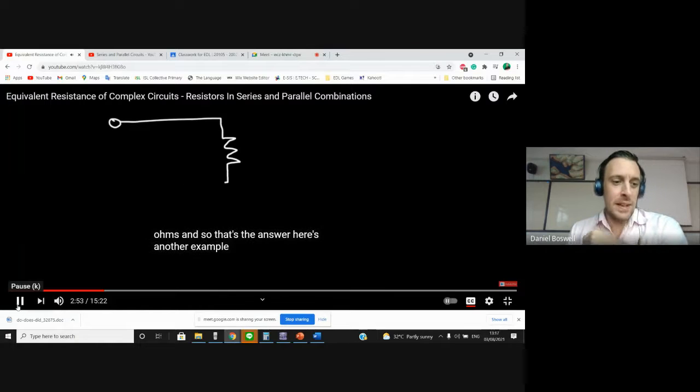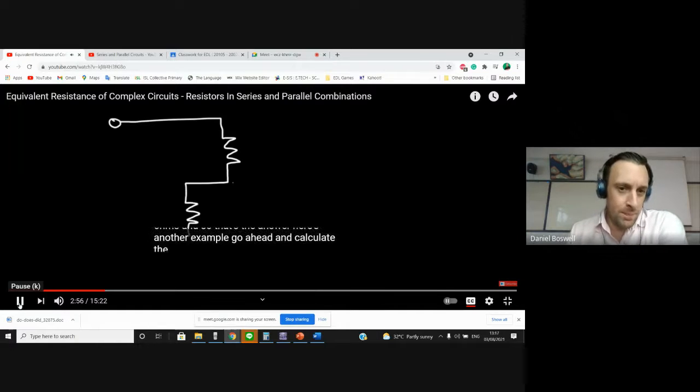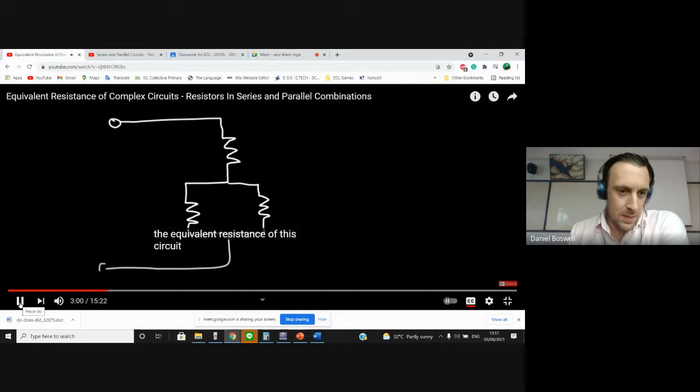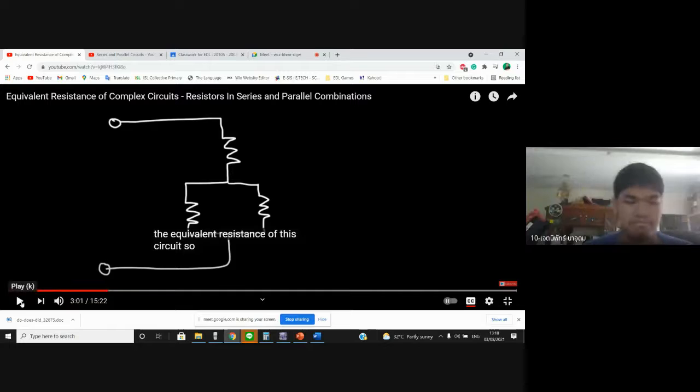So here's another example now. What he's done here is he's put a parallel series circuit this time. These two resistors here, they're in series, yes? Are they in series? Parallel. Okay, good.